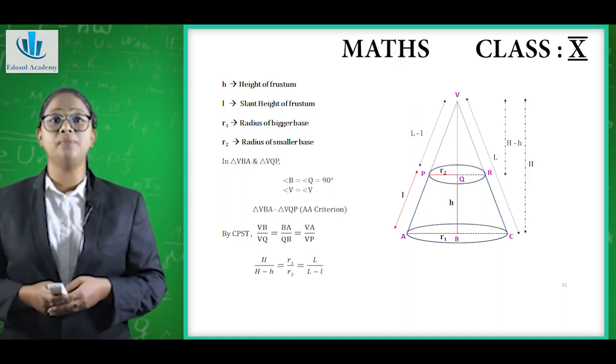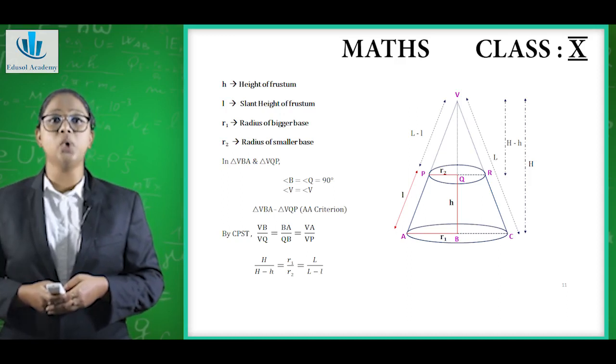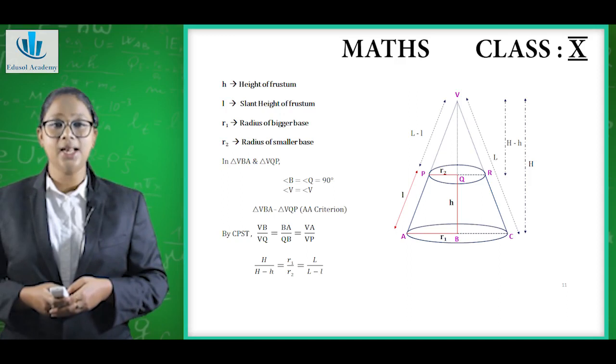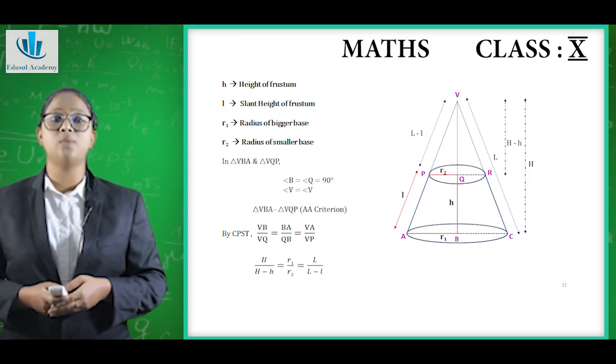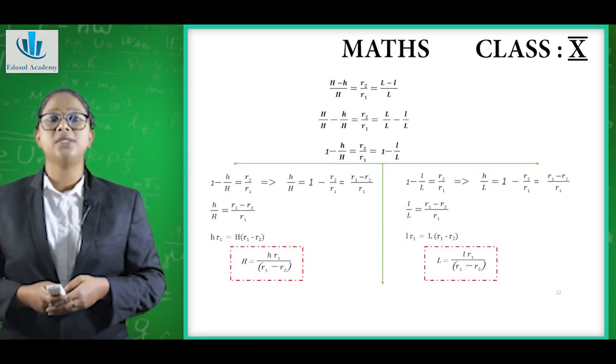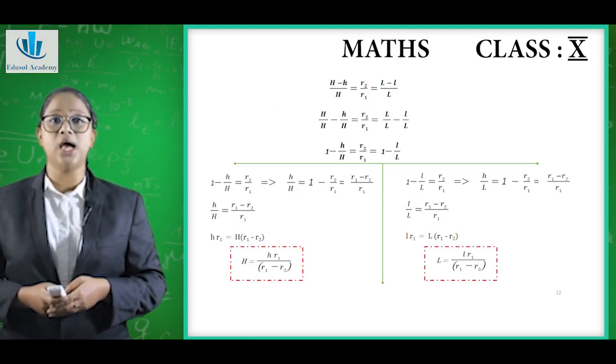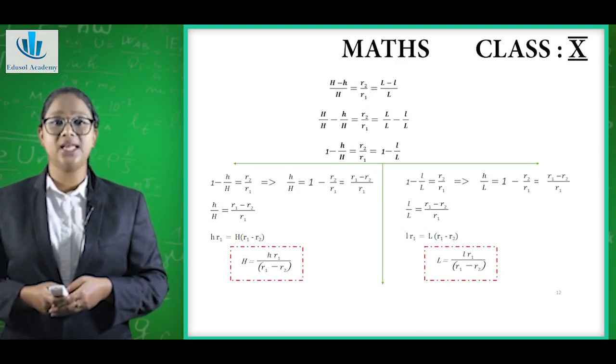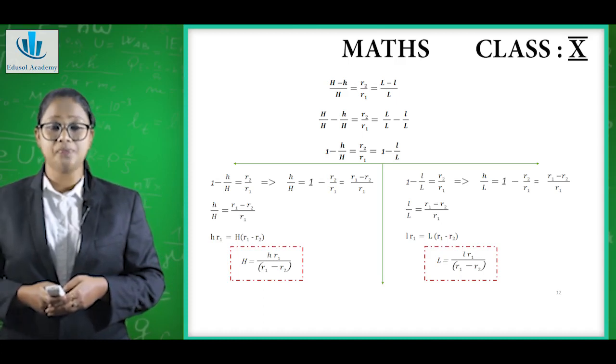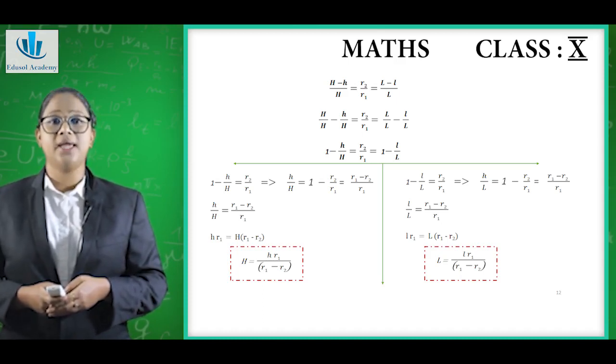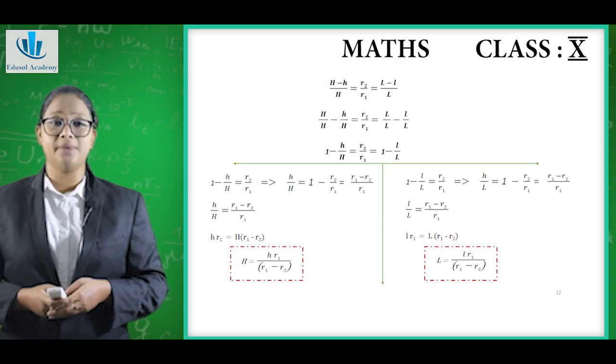So, the equation will be capital H by capital H minus small letter h, that is equal to R1 by R2, that is equal to capital L by capital L minus small letter l. By taking reciprocal and rearranging, the equation can be rewritten as 1 minus small letter h by capital H is equal to R2 by R1 is equal to 1 minus small letter l by capital L.